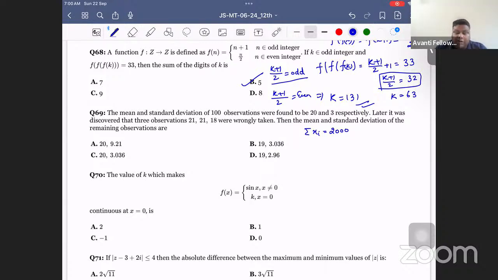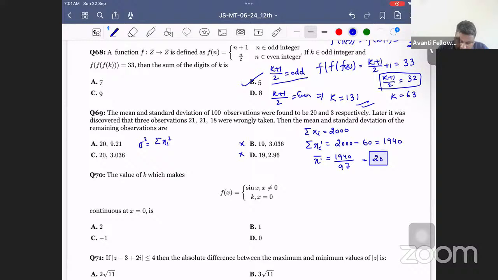Now 3 observations were wrongly taken. So if you delete those 3 observations, sigma xi dash will be 2000 minus their sum. Their sum is 60. That is 1940. So the new mean will be 1940 divided by 97 observations now. It is again 20. So the mean did not change. So these two options you can directly reject. Got it?